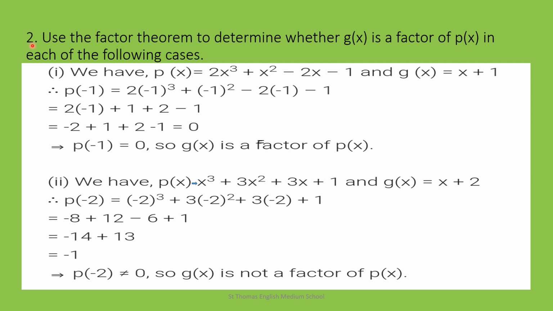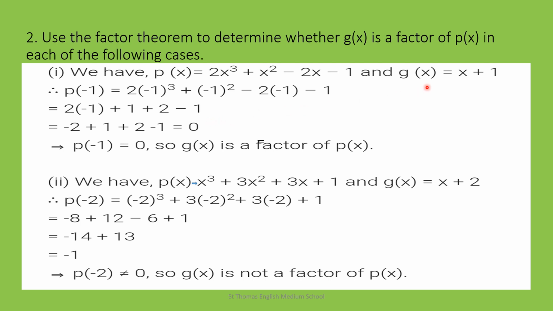Now, question number 2. Use the factor theorem to determine whether g of x is a factor of p of x in each of the following cases. In that, question number 1, we have p of x equal to 2x cube plus x square minus 2x minus 1 and g of x equal to x plus 1. If g of x is a factor of p of x, the remainder will be 0.